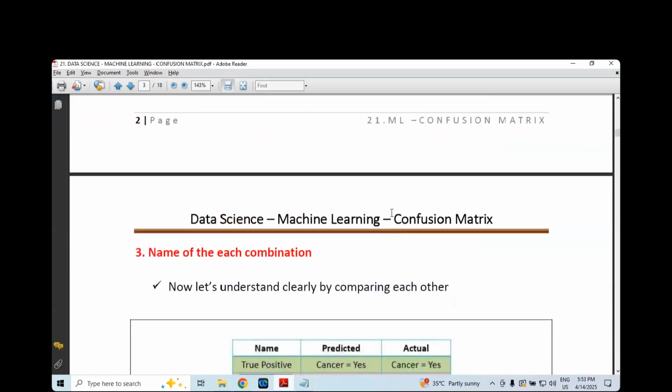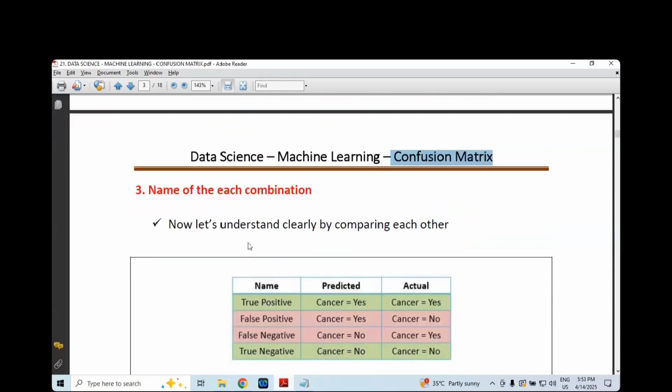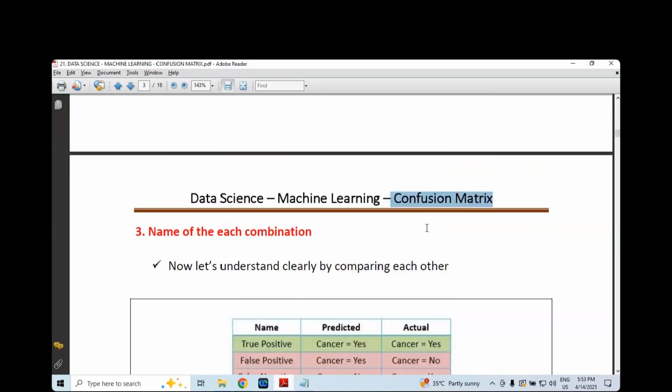Can you read the topic name? Remember this word actually. I can talk later. Now let's understand clearly by comparing each other.